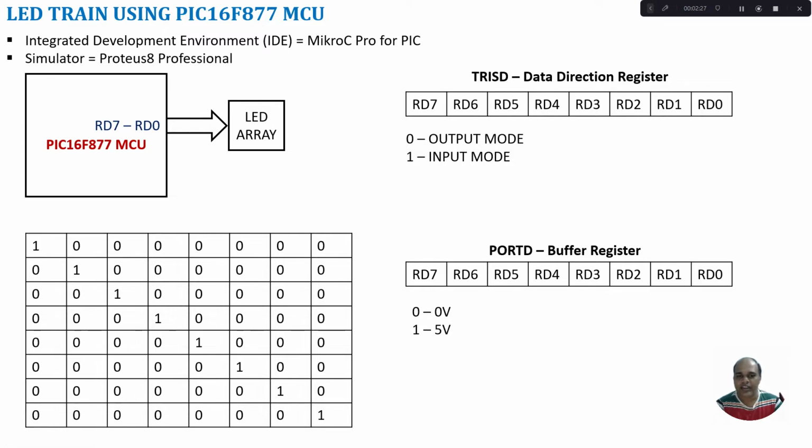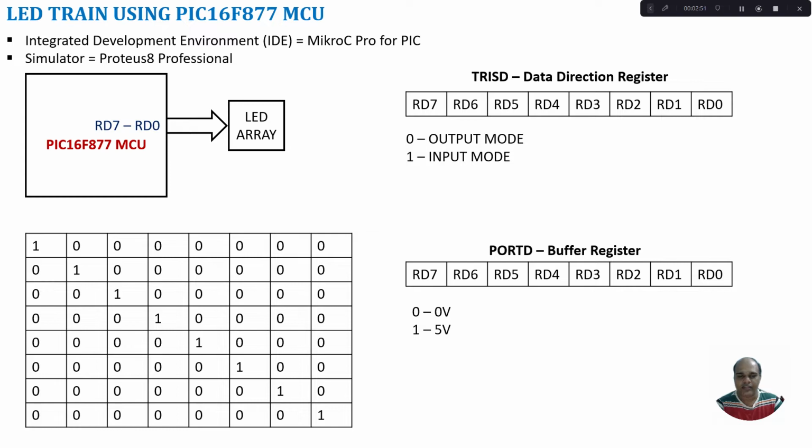Then in order to send a logic to a particular port pin, we make use of the buffer register. Again, it's an 8-bit register. Each bit is assigned with a pin. By putting a logic 0 onto this bit position, we provide 0 volt at that pin. By providing 1 to that bit position, we provide 5 volt to the pin.